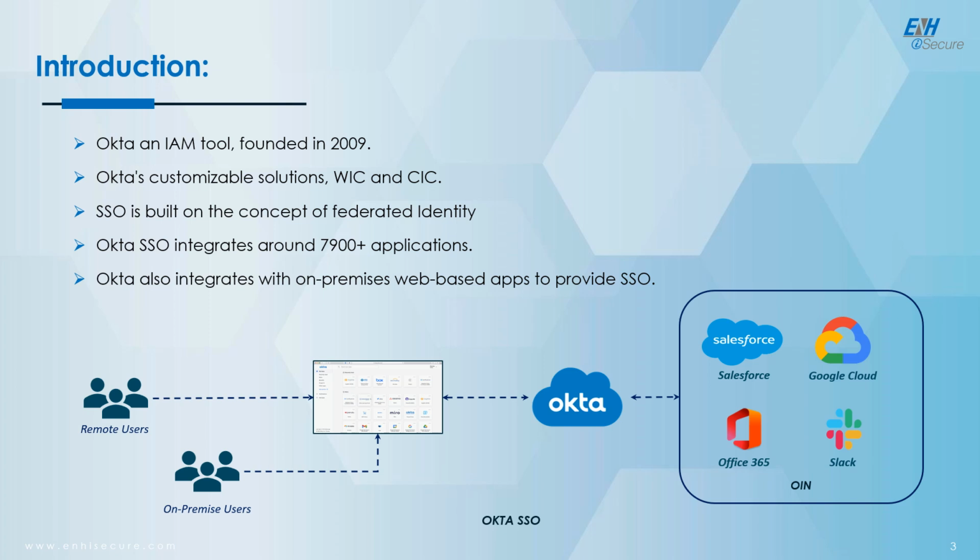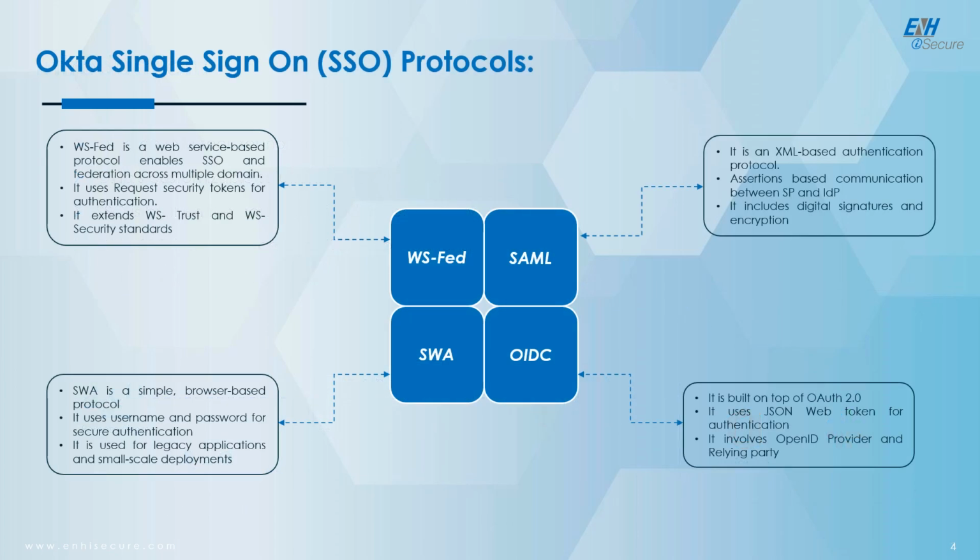So let's look into the protocols that are supported by Okta. Okta mainly supports four single sign-on protocols, and they are WSFED, SWA, OIDC, and SAML. WSFED stands for Web Service Federation, as it uses request security tokens for authentication and authorization. It helps organizations to share identity information securely between multiple platforms. WSFED uses WS-Trust and WS-Security to issue and validate security tokens.